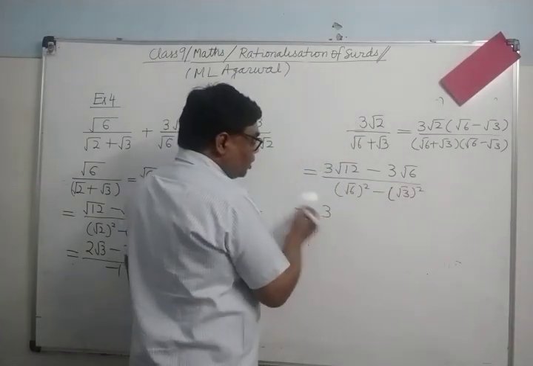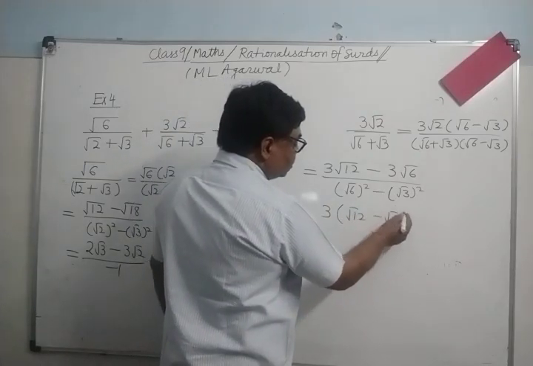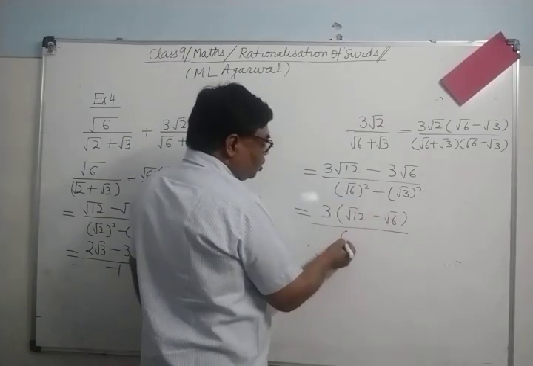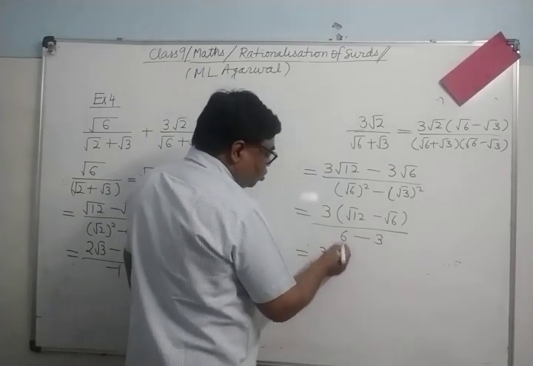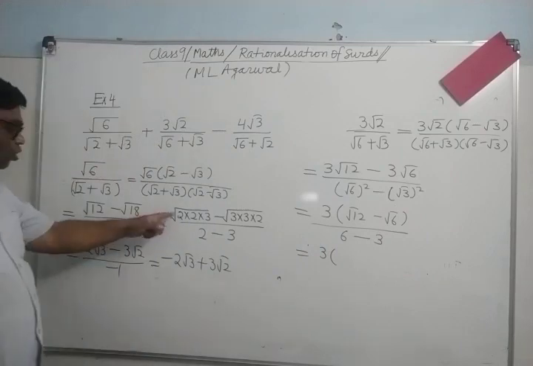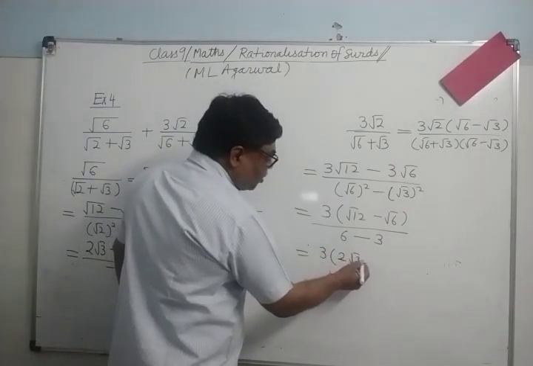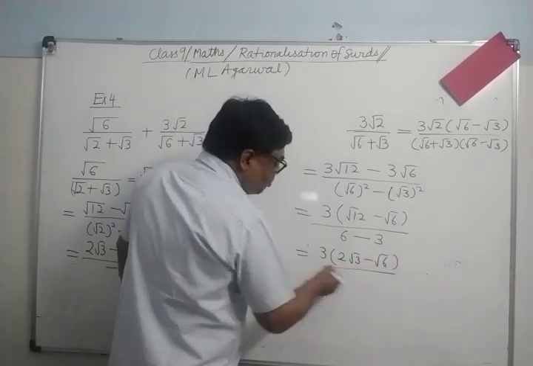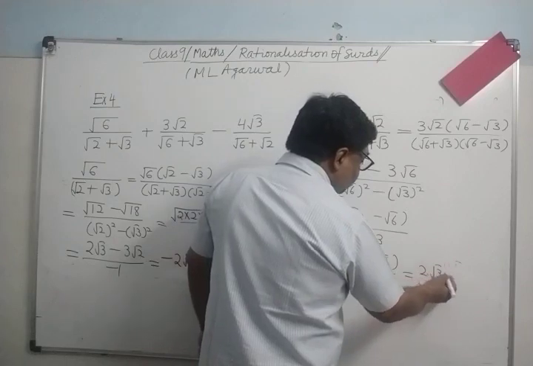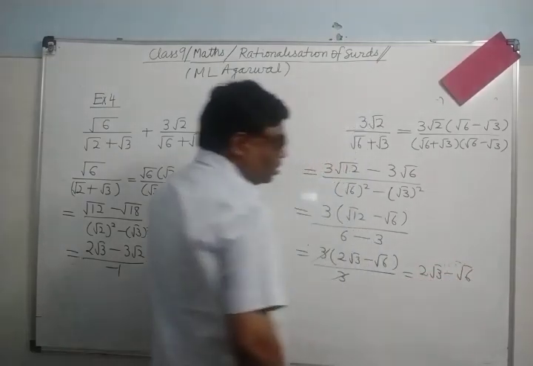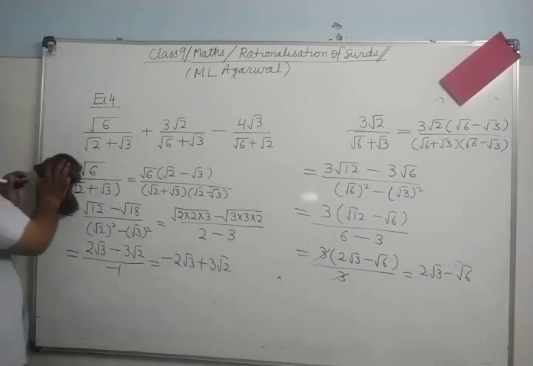Now in the numerator 3 is common. It is √12 minus √6. √6 whole square is 6 minus 3. So it is 3. √12, what will you write? √12 can be written as 2√3. It is 2√3 minus √6 upon 3. So 3 cancels. So what will you get? 2√3 minus √6. So you write down these values here.